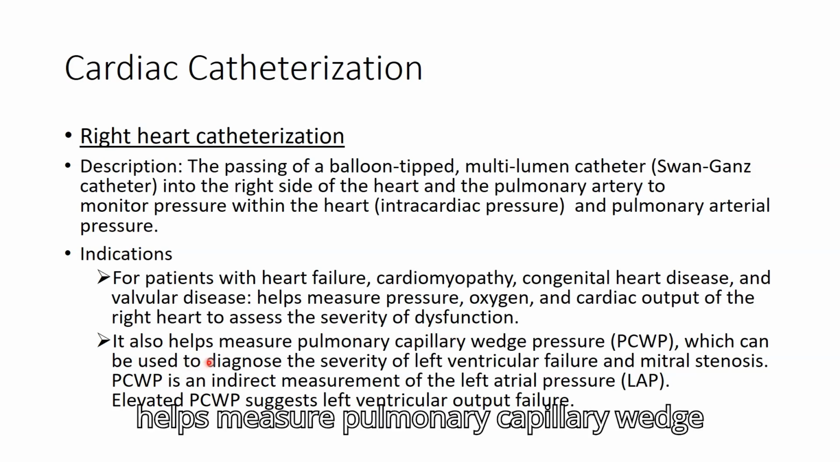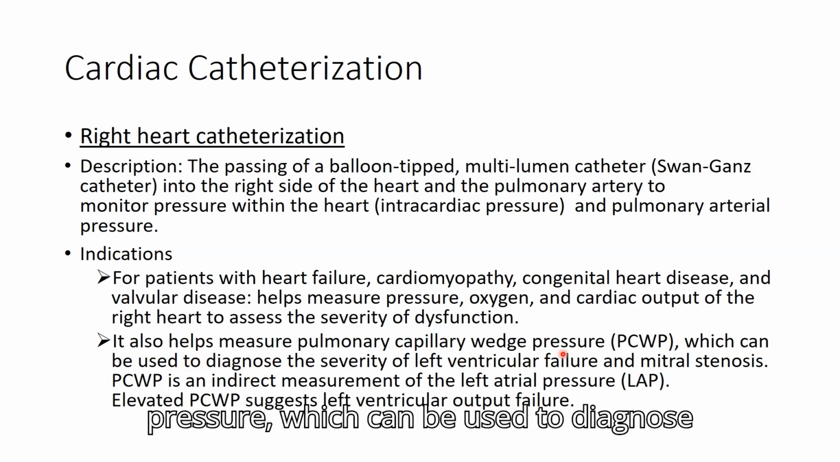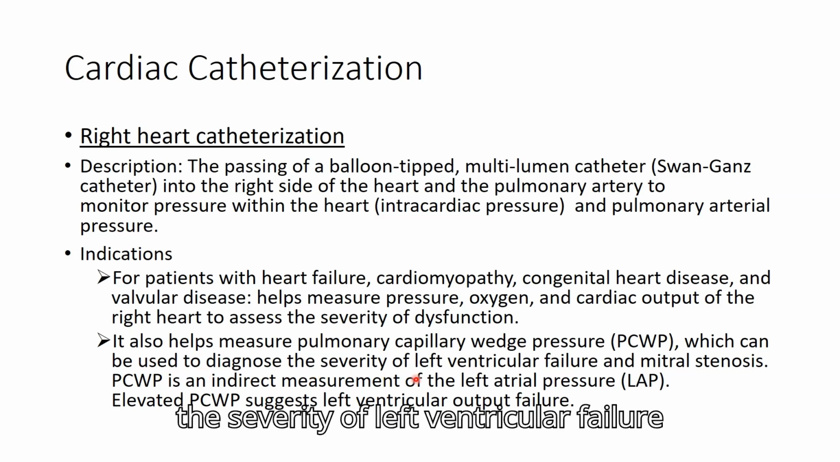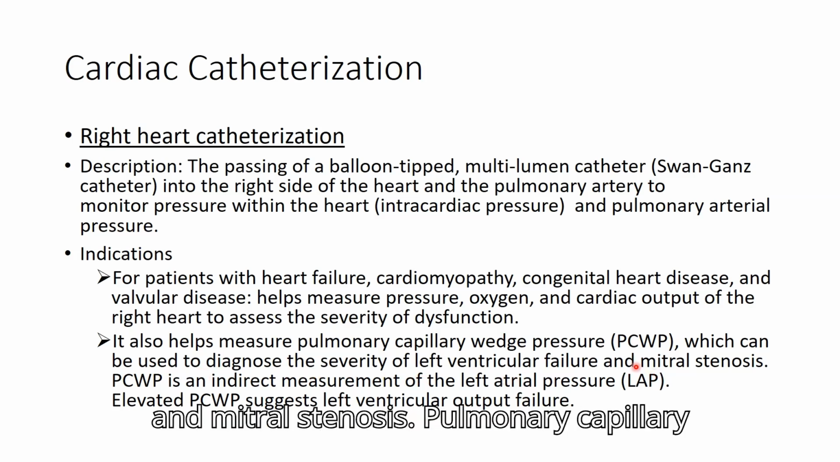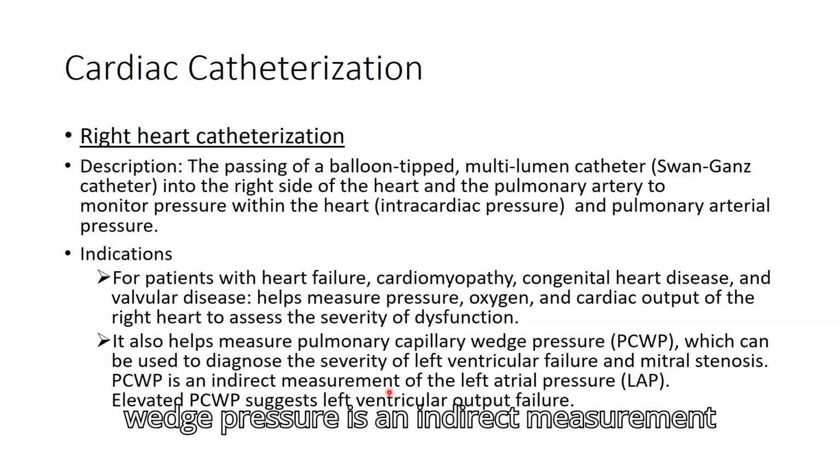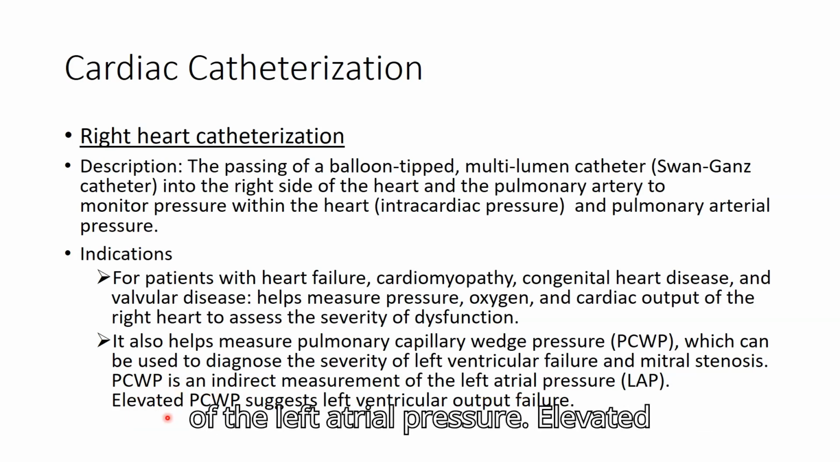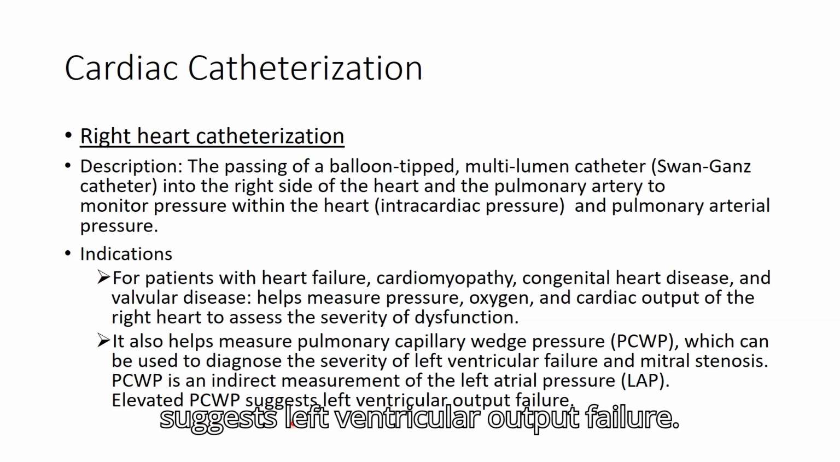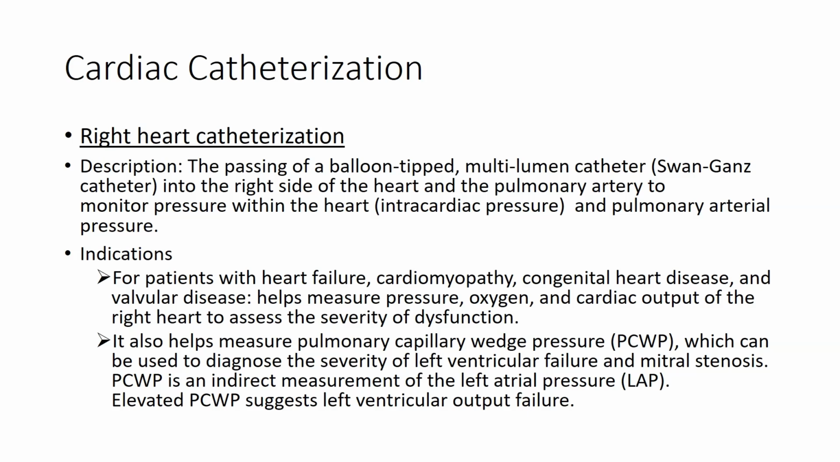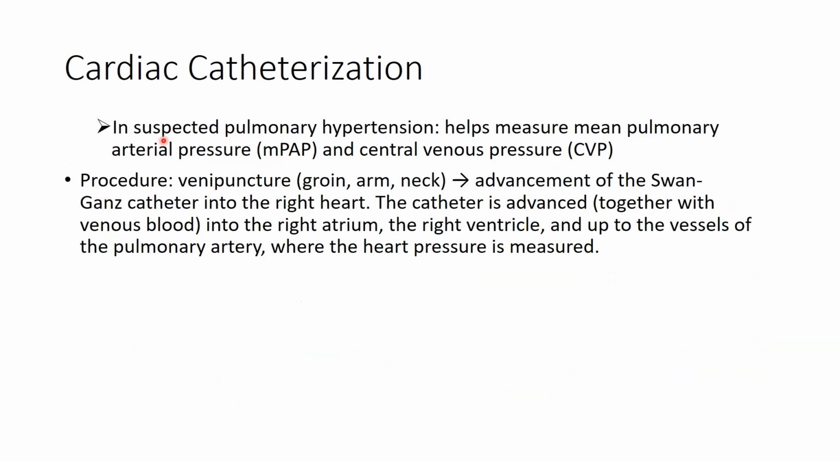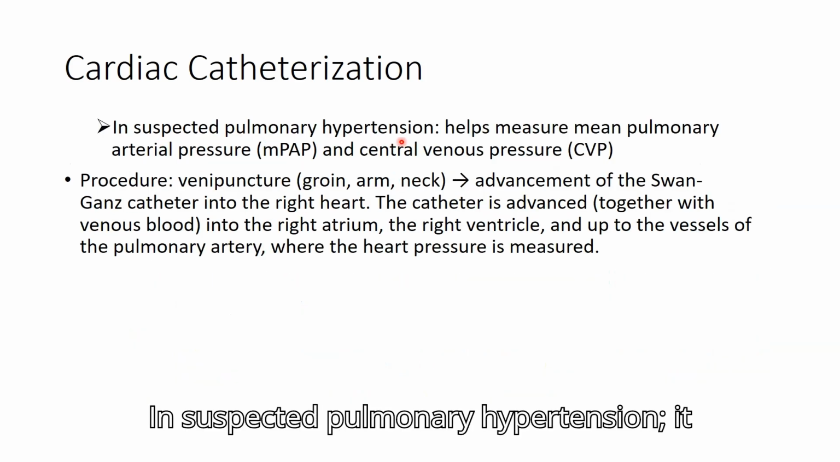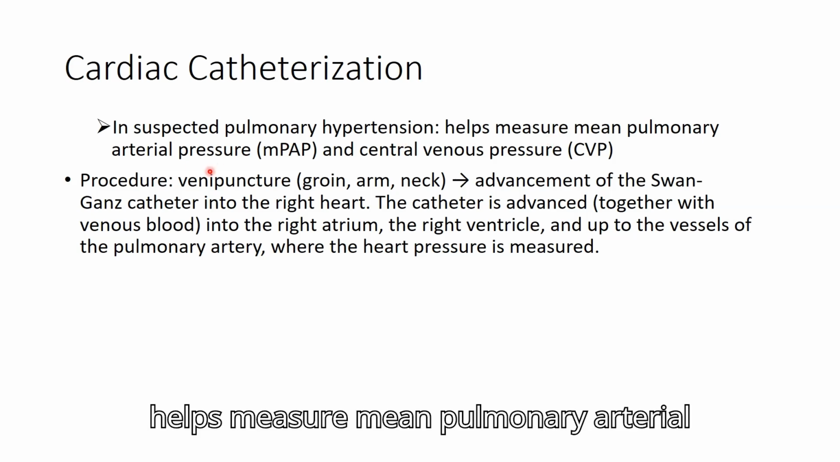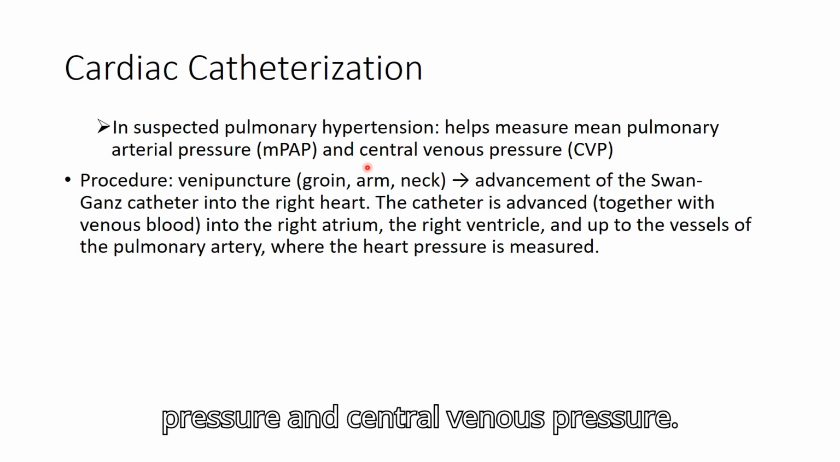It also helps measure pulmonary capillary wedge pressure, which can be used to diagnose the severity of left ventricular failure and mitral stenosis. Pulmonary capillary wedge pressure is an indirect measurement of the left atrial pressure. Elevated pulmonary capillary wedge pressure suggests left ventricular output failure. In suspected pulmonary hypertension, it helps measure mean pulmonary arterial pressure and central venous pressure.